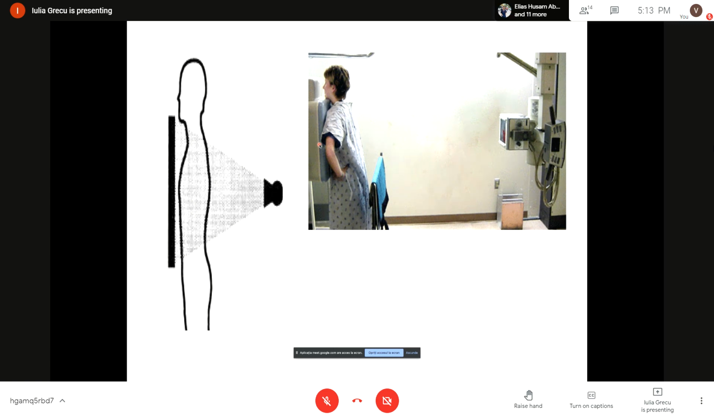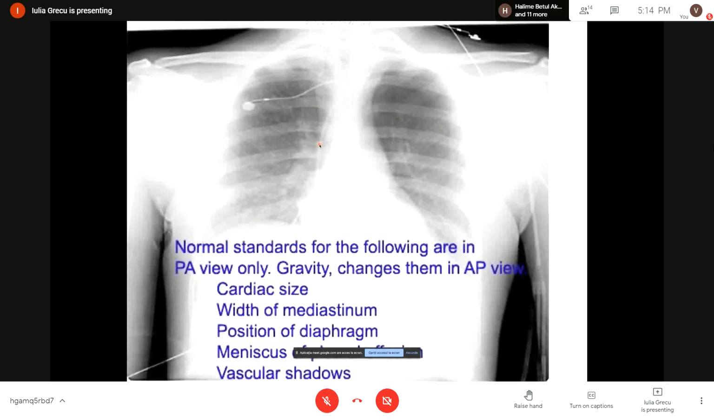And it is important because all the things that we analyze on a chest X-ray are standardized for this kind of projection from the posterior to anterior. We get the most accurate dimension of the heart and mediastinum, the proper position of the diaphragms, the most correct characterization of the vessels of the lungs.